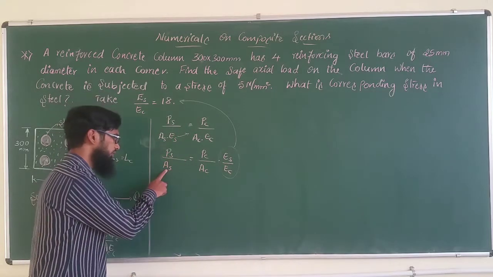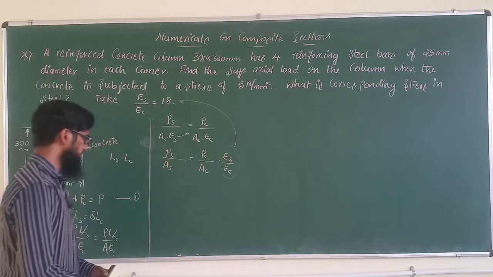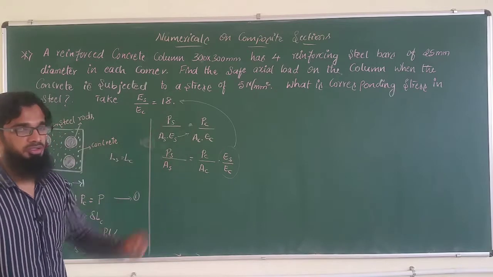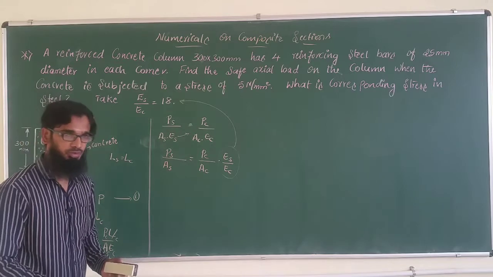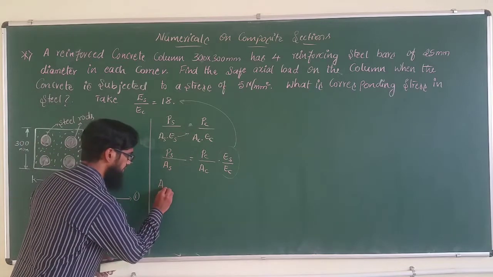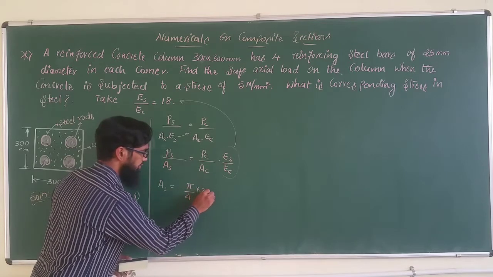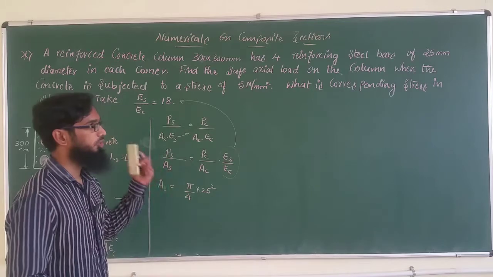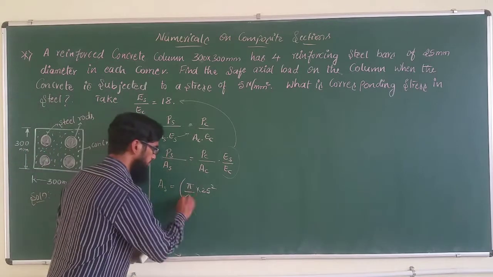Before that, what will be the area of the steel rods? Since it's a solid section with a diameter of 25 mm, the area is pi d square by 4. So the area is pi by 4 into 25 square. This is the cross sectional area for only a single rod, but there are 4 rods, one in each corner, so I have to multiply by 4.